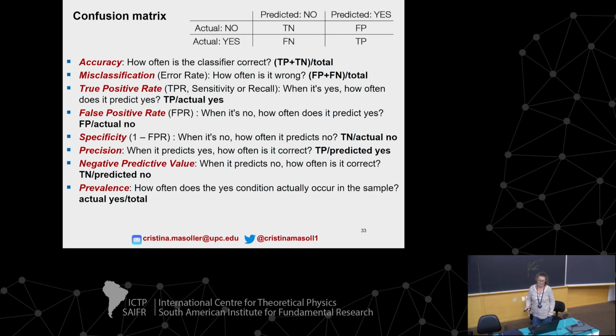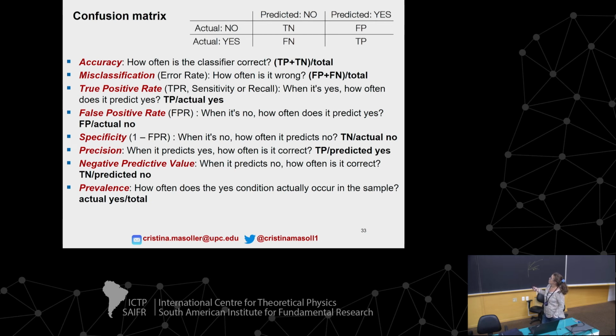From this, you can define many measures. Here you have the most popular one, the accuracy, how often the classifier is correct, the misclassification, how often it's wrong, and so on. The ones that are very well used are the true positives and the false positives. The true positive rate is also called recall or sensitivity: when it's yes, how often do you predict yes? And the false positive rate: when it's no, how often do you predict yes?